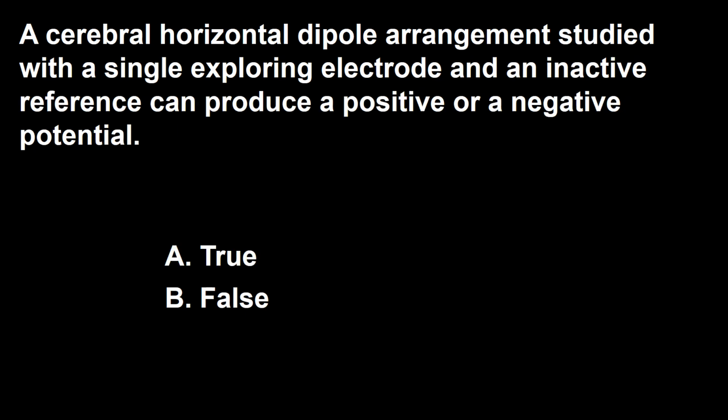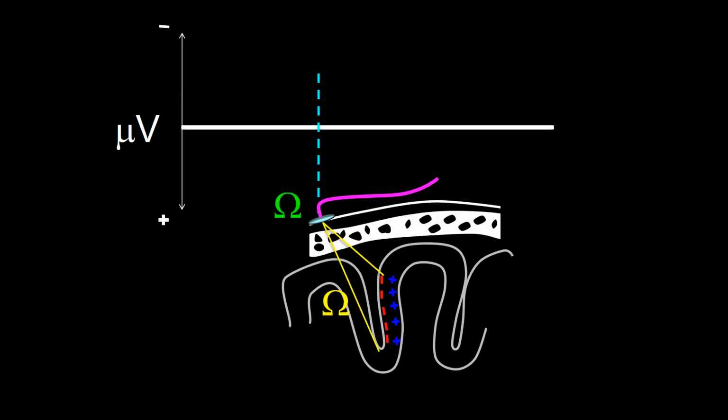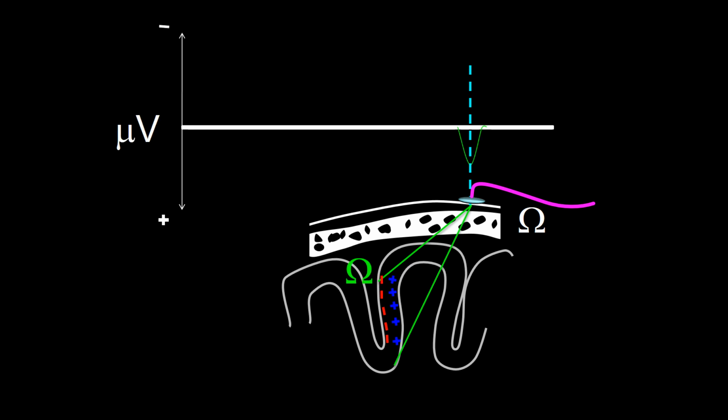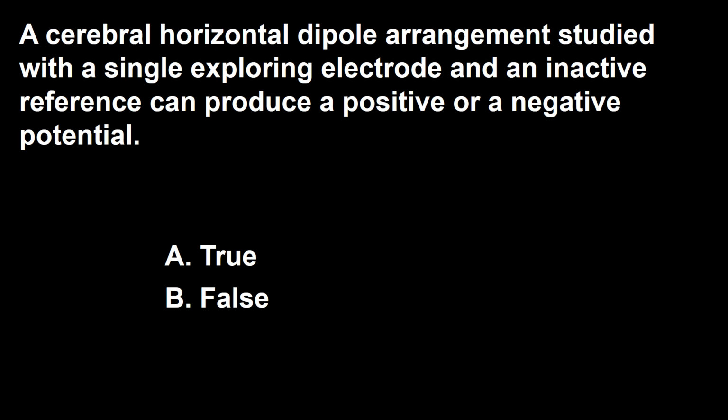Next question. A cerebral horizontal dipole arrangement studied with a single exploring electrode and an inactive reference can produce a positive or a negative potential. A true, B false. Viewed from a left angle, as it is shown here, the activity captured by the electrode, that is by the searching electrode, will produce, in this case, a negative wave. Were we to look at the horizontal dipole from the other end, that is from the right side, the activity produced will be positive. So the answer to this question is true.